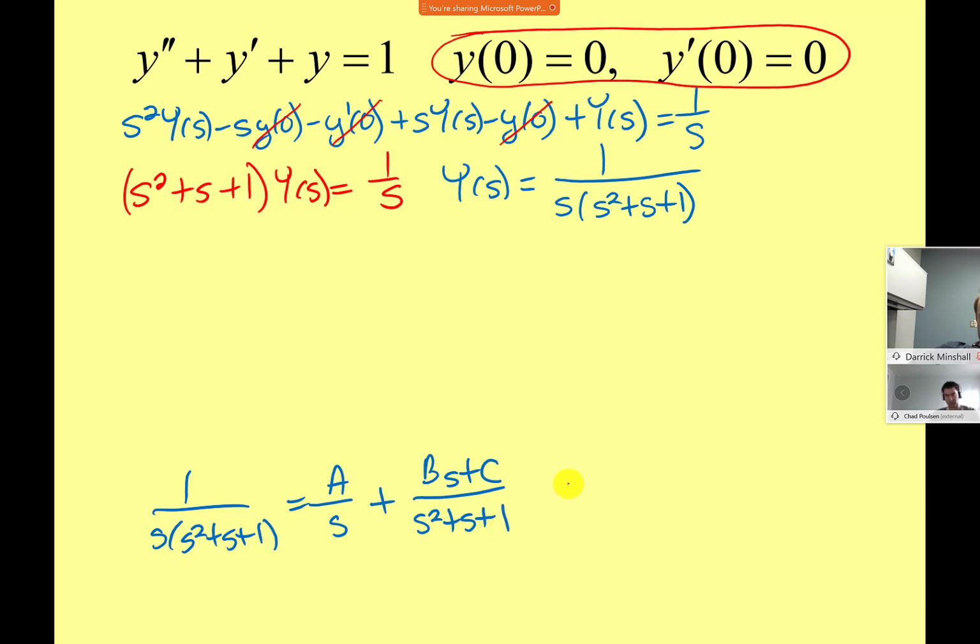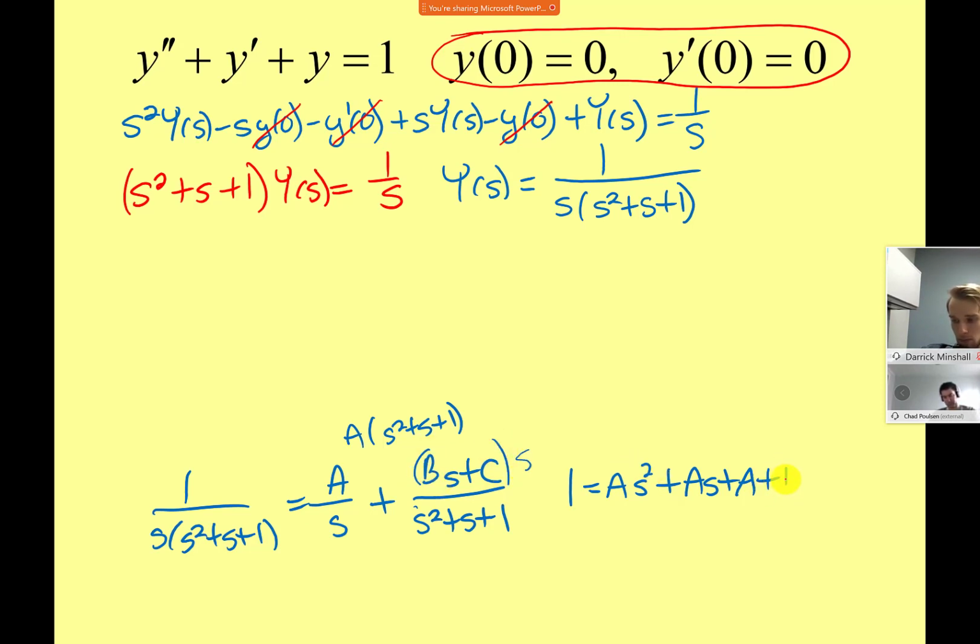Alright, so clearing it of fractions, I'll have 1 equal, I'm going to go ahead and do the multiplication while I'm clearing it. So this was A times s squared plus s plus 1. So I'm going to distribute that through as A s squared plus A s plus A. So just multiplying that through, and then this one just needs that s on it, so plus B s squared plus C s.